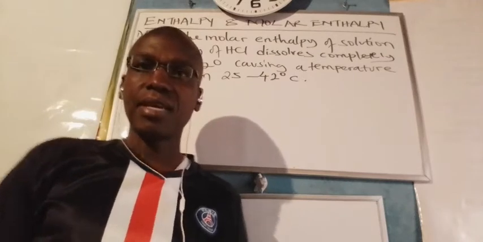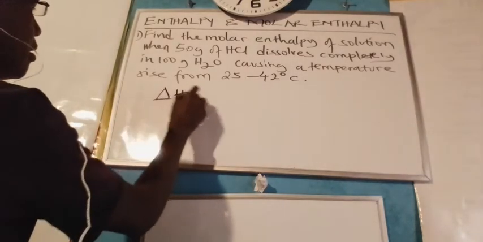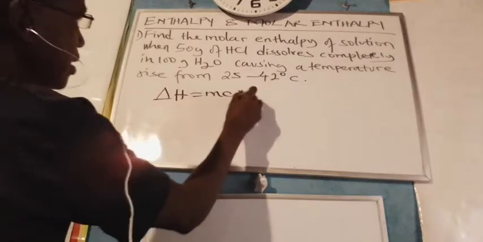substance. Let's take a look at this typical example where we are asked to find the molar enthalpy of solution when 50 grams of HCl dissolves completely in 100 grams of water, causing a temperature rise from 25 to 42 degrees Celsius. To solve this, we simply say delta H is mc delta T.